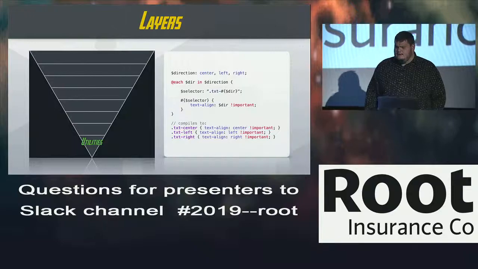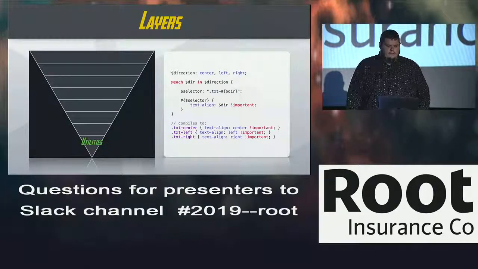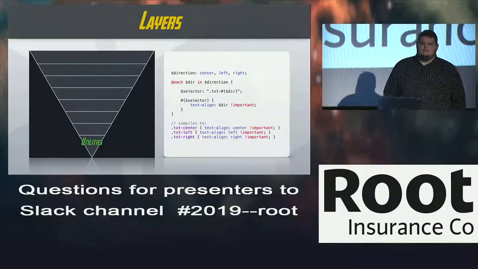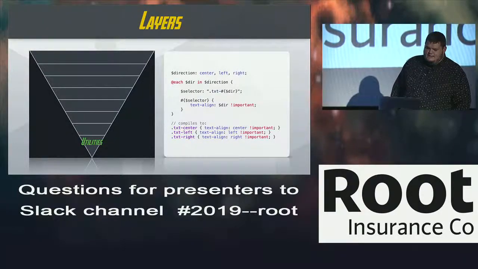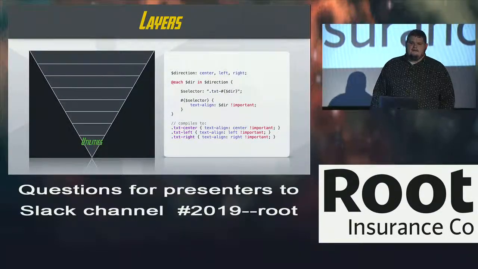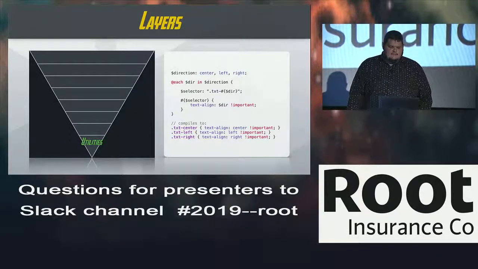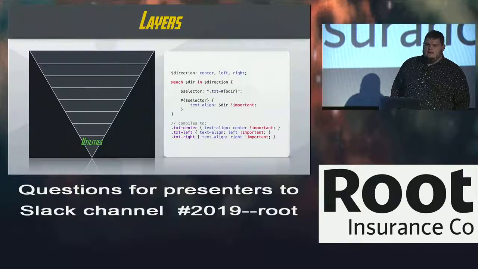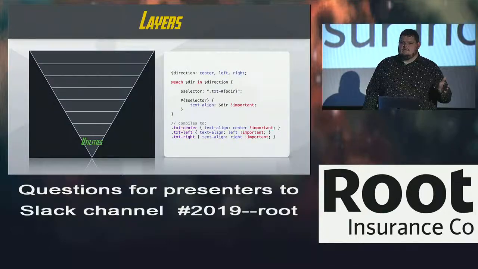Then finally at the very end, we have utilities. The utilities are there for surgical updates. They're the only layer that this approach recommends and encourages the use of important. And that's because if I put a utility class on something, I very much expect that style is going to get applied. And ideally, we stick to only applying one style per utility. So this helps make sure that when you see text center on something, you know that it's going to be centered.